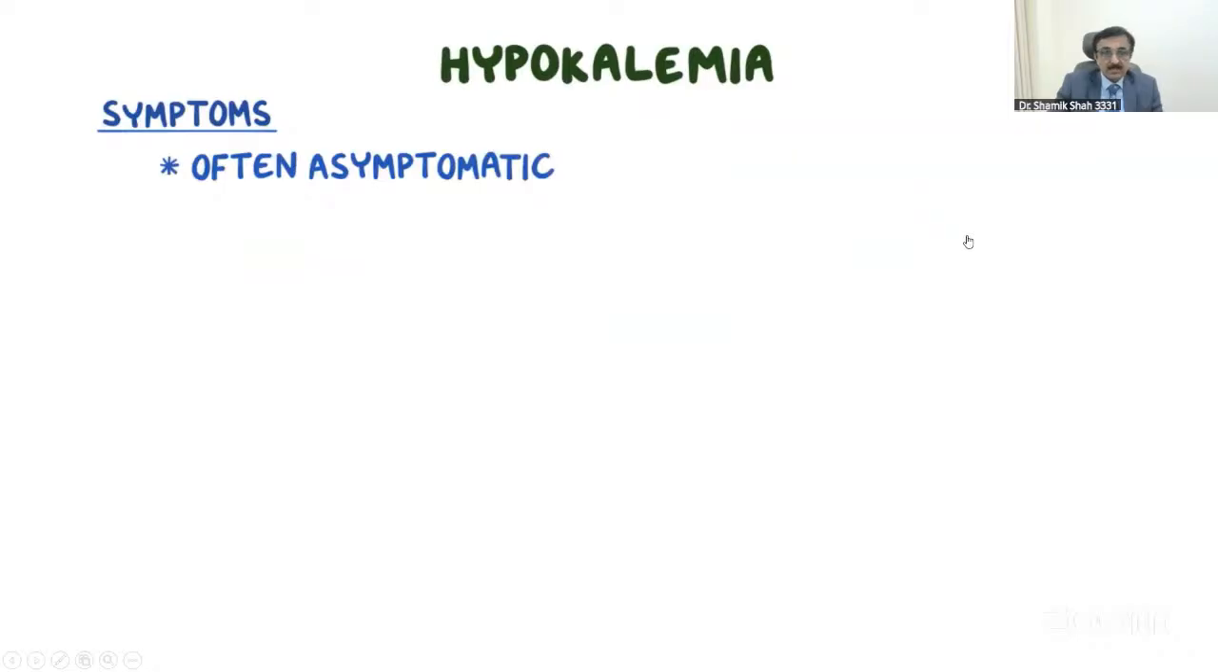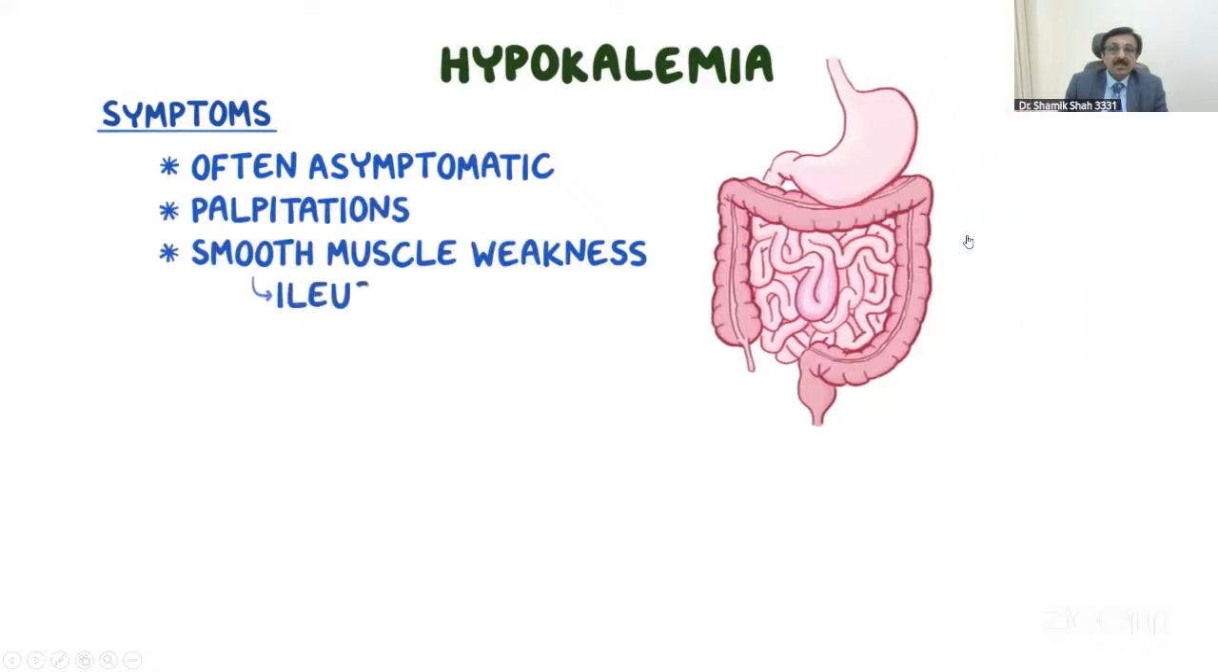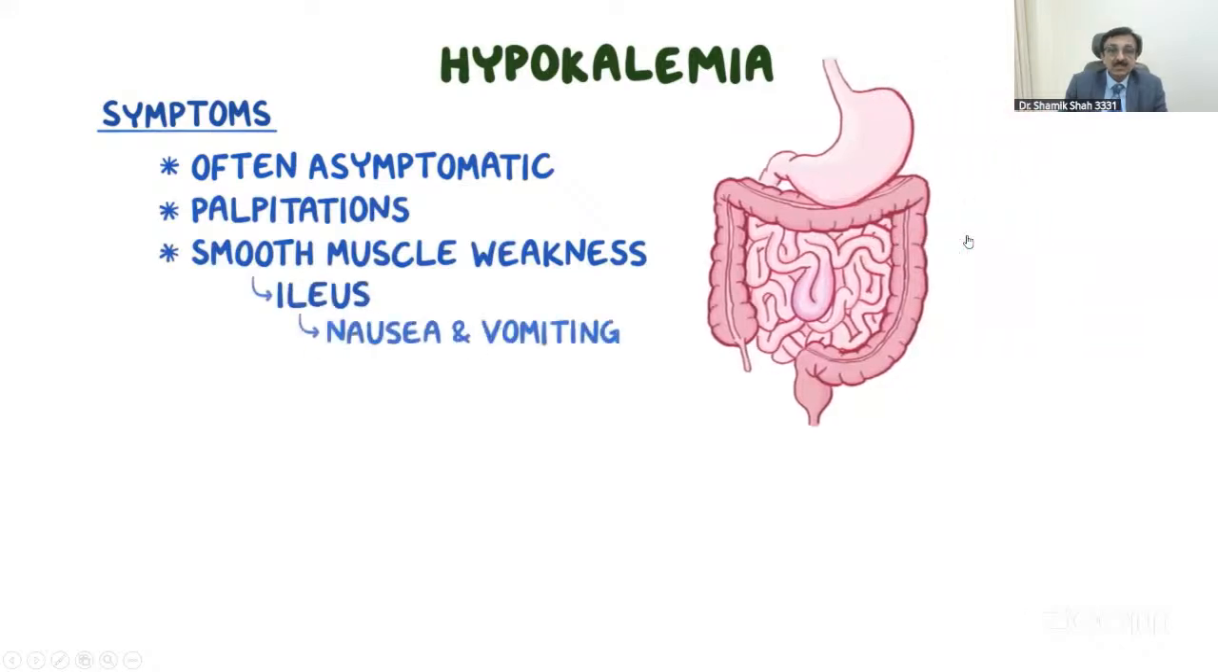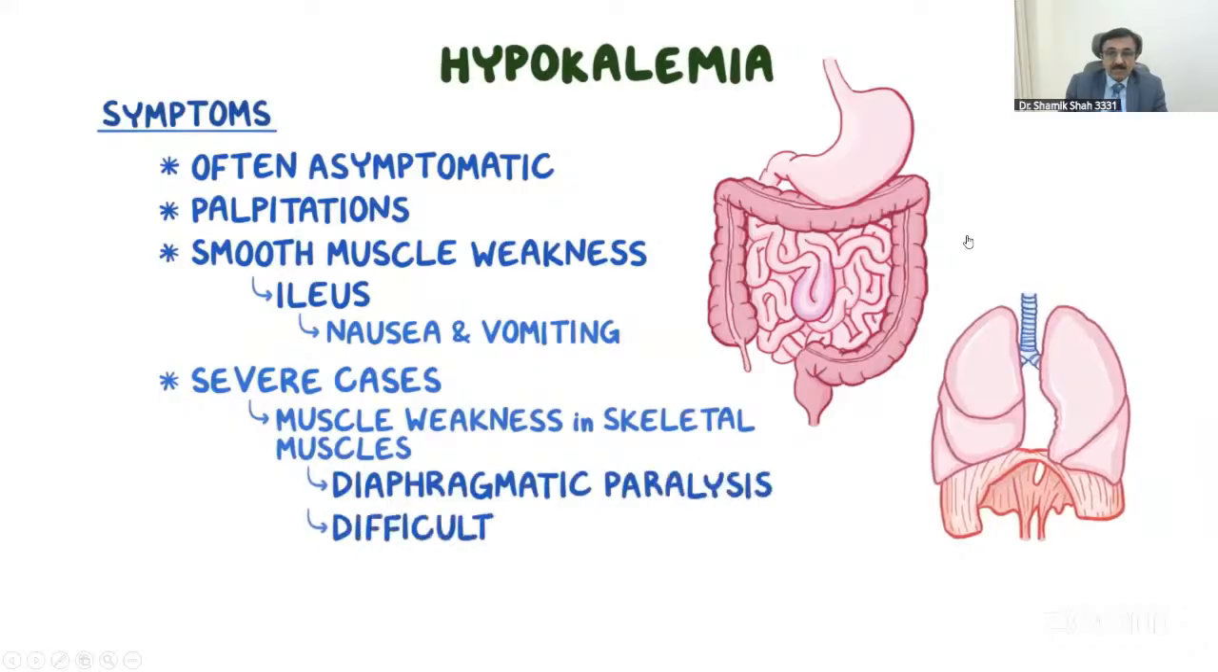So what are the symptoms? Patients are often asymptomatic, or they may complain of palpitations. They may have smooth muscle weakness, which causes ileus, which results in nausea and vomiting. And in severe cases, there is muscle weakness in the skeletal muscles, which can cause diaphragmatic paralysis and difficulty in breathing.